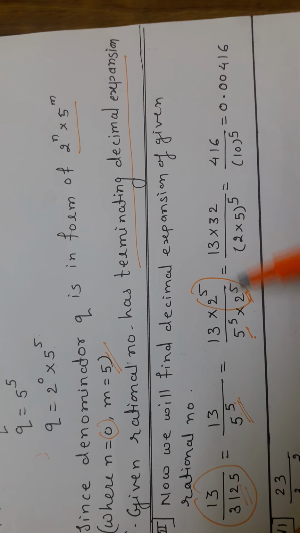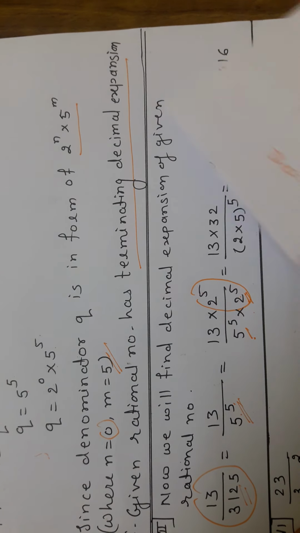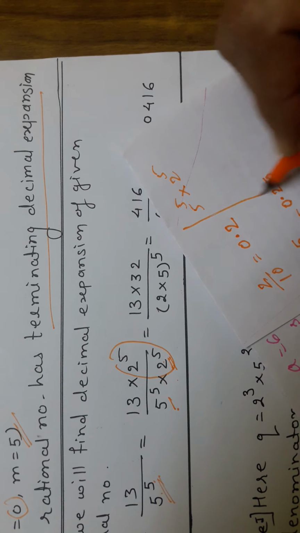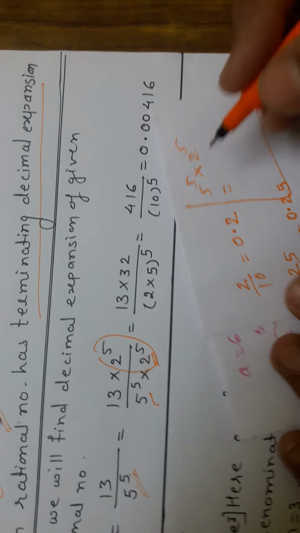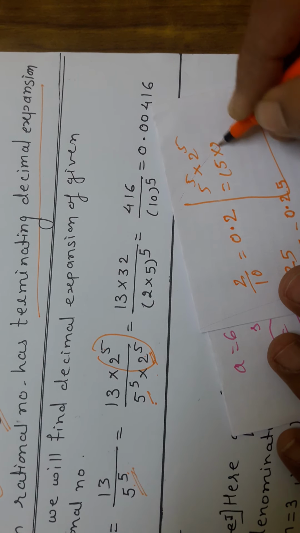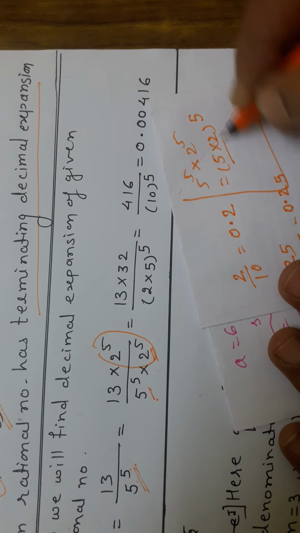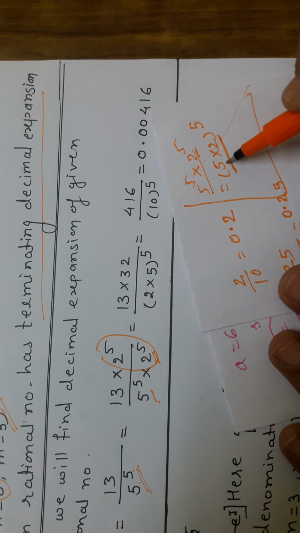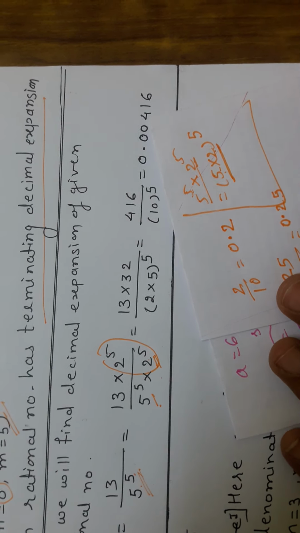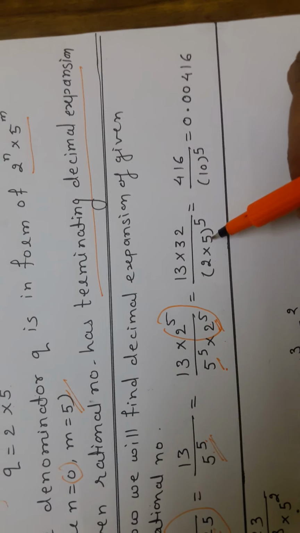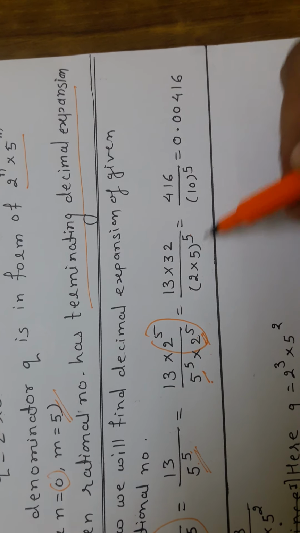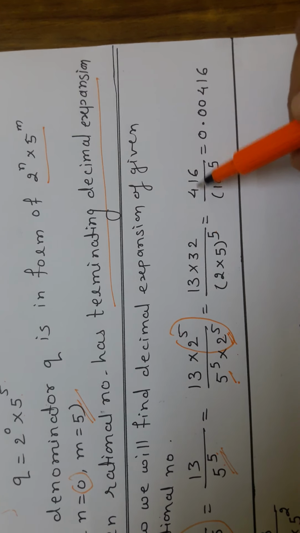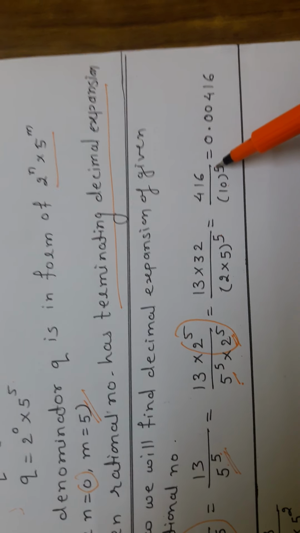and we have 5 raised to the power 5 into 2 raised to the power 5. Here one index rule we will use: when the base is different but the power is the same, then we use this index rule. That's why we will write here 2 into 5 raised to the power 5. 2 into 5 means 10 raised to the power 5. Here the numerator is 416 upon 10 raised to the power 5.